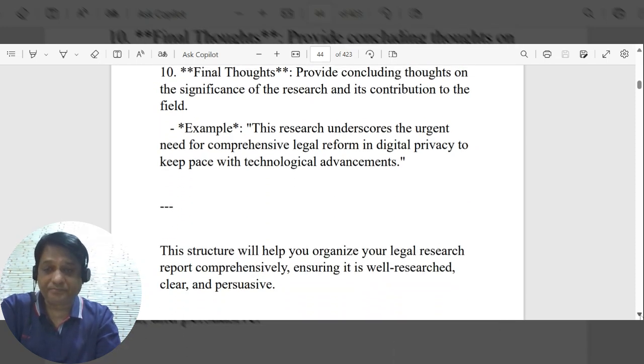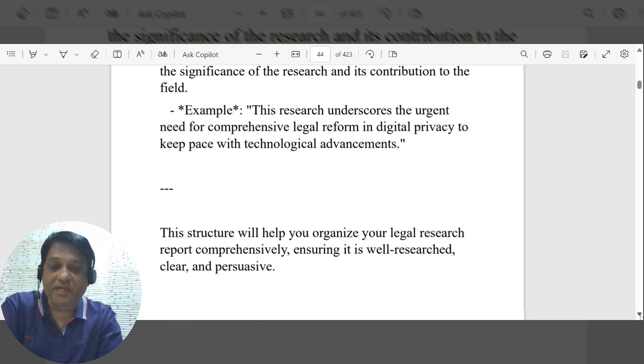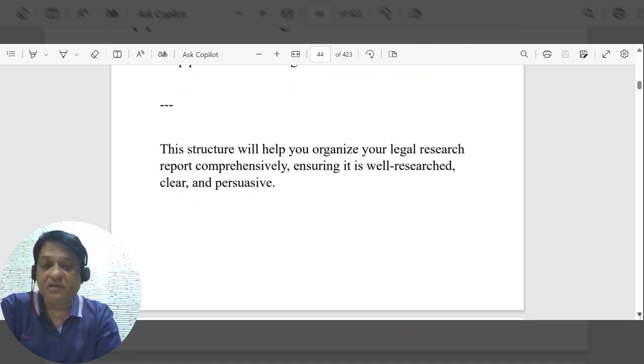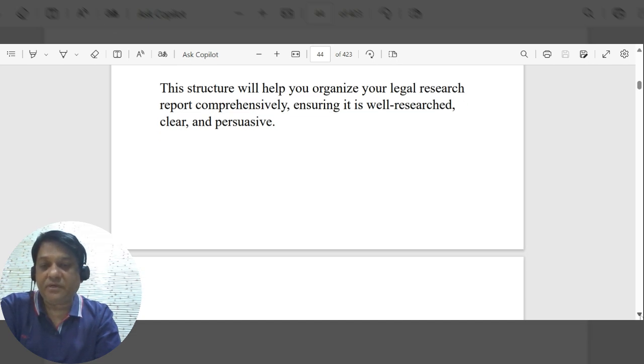Final thoughts, provide concluding thoughts on the significance of the research and its contribution to the field. Example, this research underscores the urgent need for comprehensive legal reform in digital privacy to keep pace with technological advancements. The structure will help you organize your legal research report comprehensively, ensuring it is well researched, clear, and persuasive.